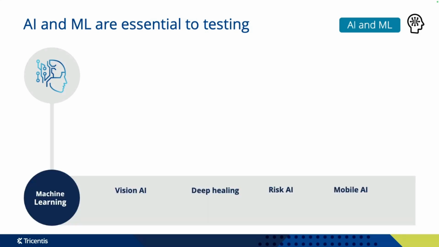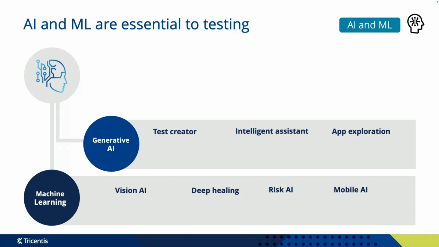One category is machine learning, and there are several different types of solutions, which include vision AI, deep healing to make tests more resilient, risk AI to highlight potential risks across your testing efforts and your applications, as well as AI across mobile analytics.